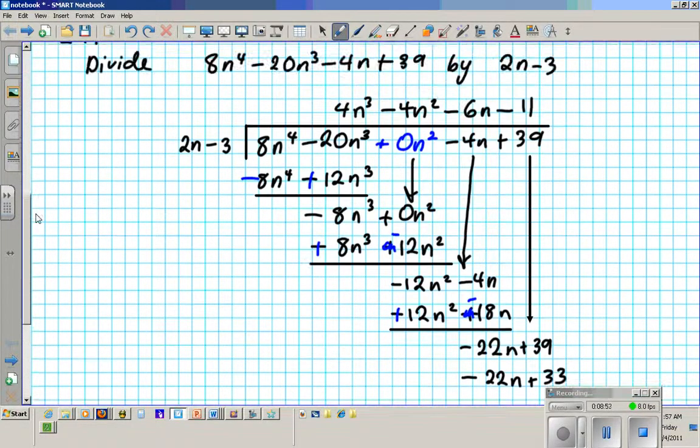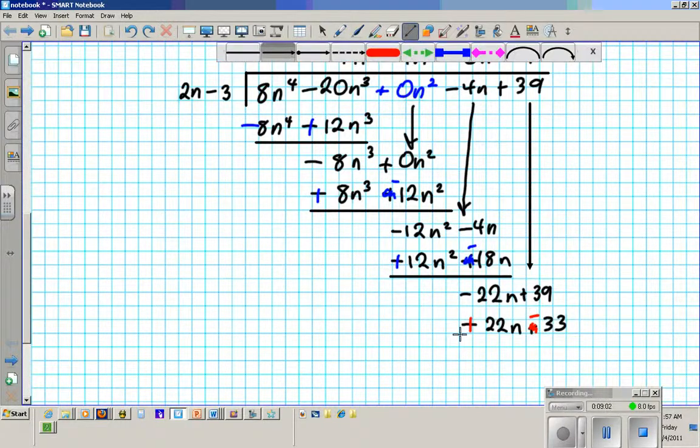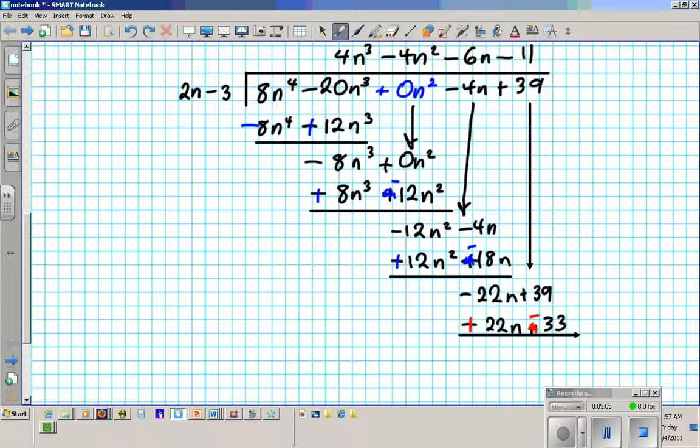Do the opposite and combine downwards. So when we do the opposite, this becomes a plus, and that becomes a minus. And then when you combine downwards, you end up with positive 6. So your answer is 4n to the third minus 4n squared minus 6n minus 11, remainder 6, so plus 6 over 2n minus 3.